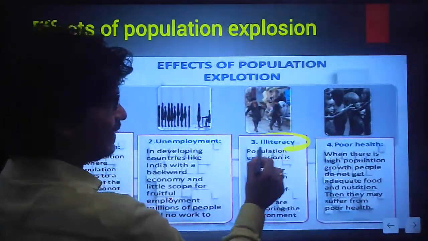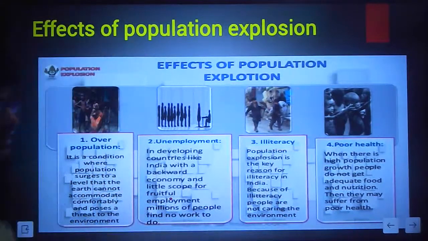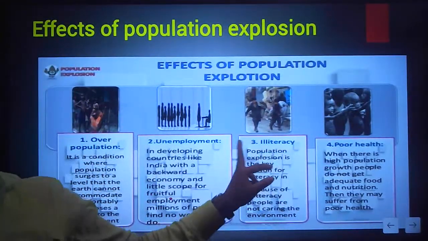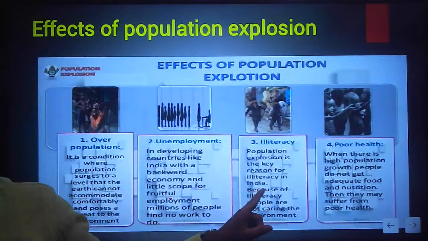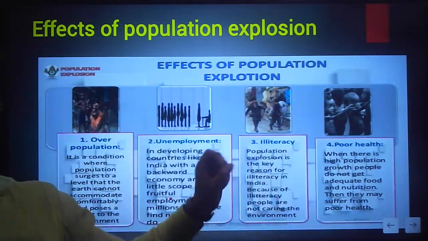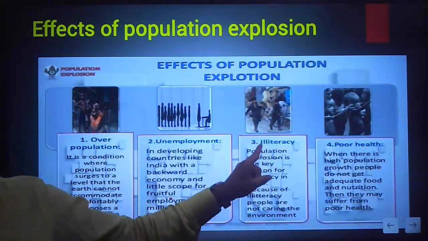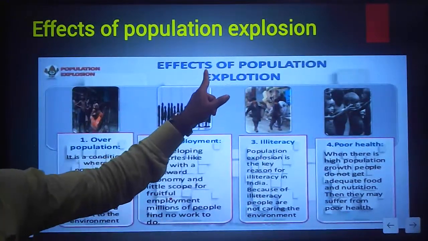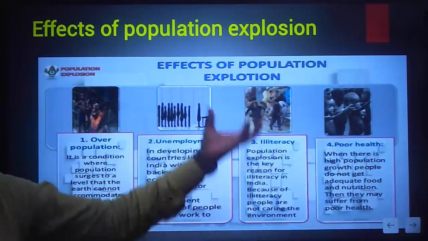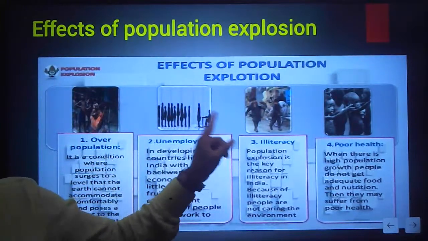Then illiteracy. They cannot give education to all the children. The child will become illiterate. If the child becomes illiterate, everything will drop. Now the country will be doomed, because the country stands only by literacy, and the literacy rate goes down. If the effects of the population explosion start increasing, if you're not controlling it.